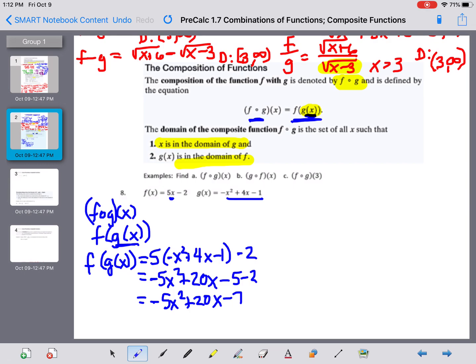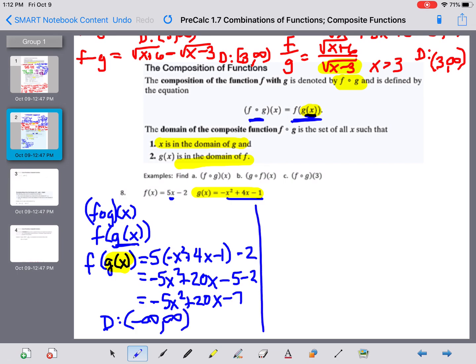Okay, so we start with the domain. When I look at this, there's no red flags, but I always go back to my inside function. And I look at g of x and I say, are there any domain restrictions on g of x? I don't see any, so that means for my full thing, I can just be negative infinity to infinity. Nothing's restricting me at all right there.